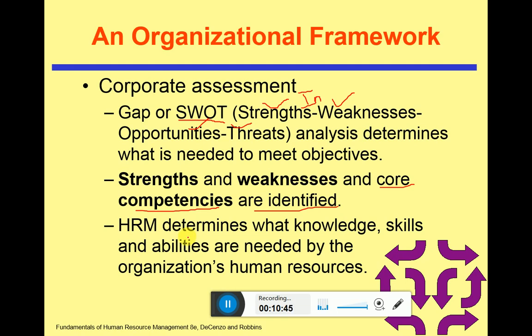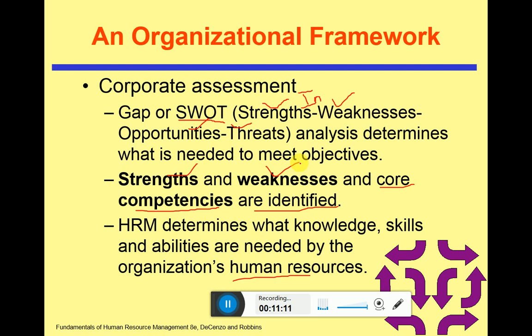HRM, human resource management, determines what knowledge, skills, and abilities are needed by the organization's human resources. The organization's strengths, weaknesses, and opportunities have to be defined. So definitely, the organization sets goals. Now definitely goals are attained by the people. Without people, goals cannot be achieved. So now, what type of people are required?